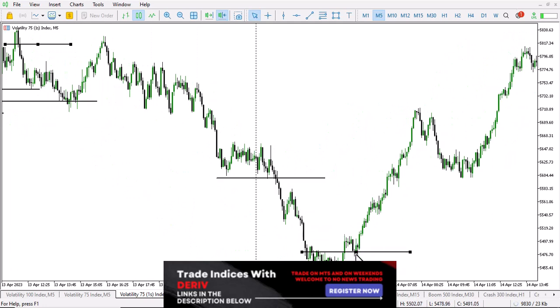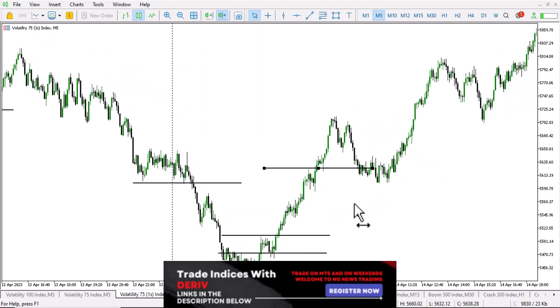We're looking for the next break of structure, retest. But remember, we want retest of what? Order blocks. But this is not retest of order blocks, so we are not getting involved. Another break of structure, no retest. Break of structure, no retest. Then we have a break of structure right there.